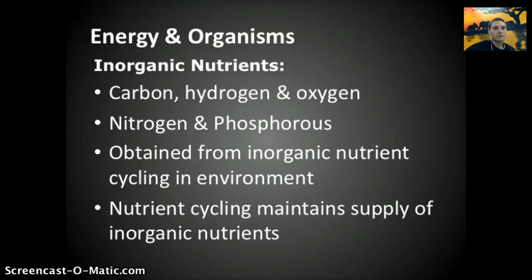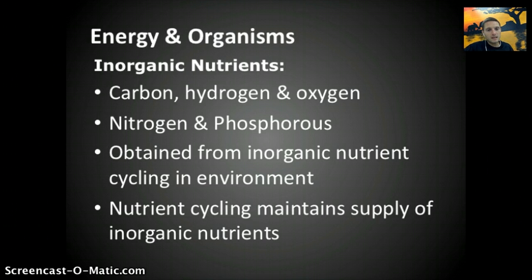Inorganic nutrients would include carbon, hydrogen, and oxygen, nitrogen and phosphorus, obtained from inorganic nutrient cycling in the environment. We need carbon, hydrogen, and oxygen; those elements are necessary to be able to make sugar. Nitrogen and phosphorus are necessary for making amino acids and DNA. Consumers obtain carbon, nitrogen, and phosphorus through the different cycles of these elements, and those are consumed by feeding relationships. By a consumer eating something else, they are able to obtain nitrogen or phosphorus or carbon for that matter. We'll take a look at feeding relationships and energy transfer in our next video.